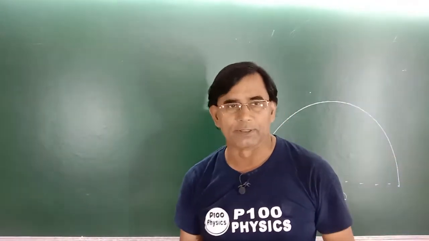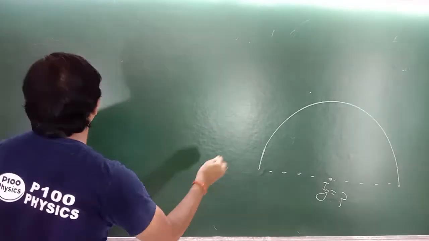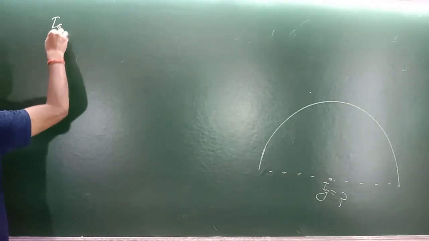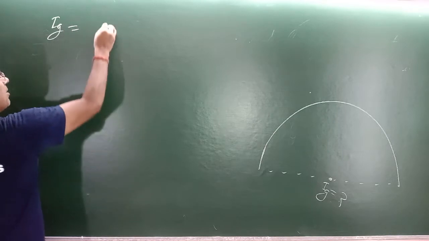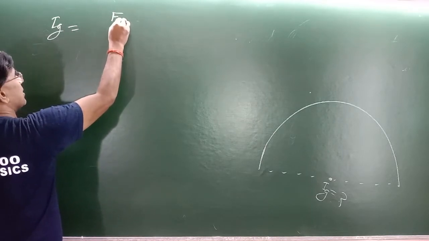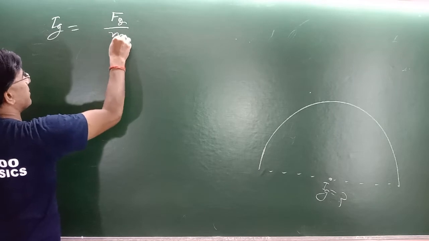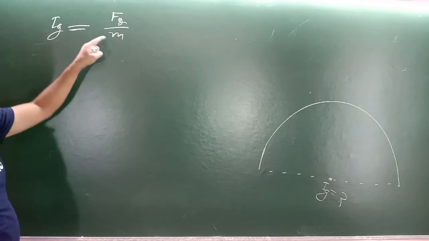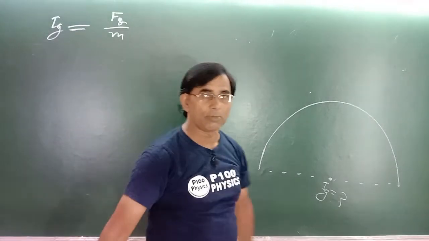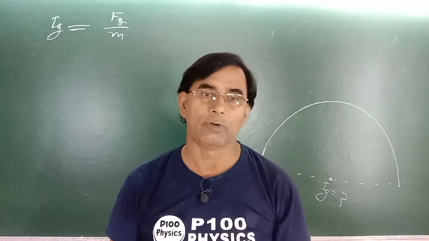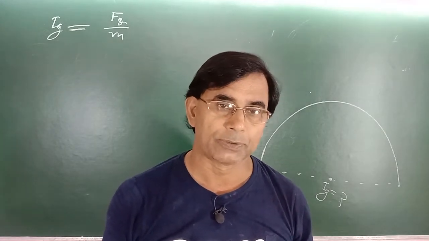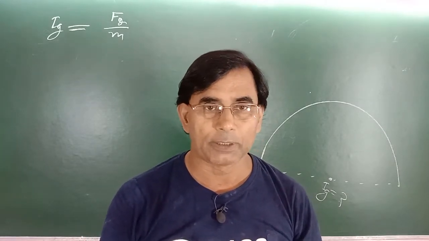To solve this question, first of all, what is the intensity of the gravitation? Ig will be how much? Ig equal to Fg upon m. You know that numerically Ig equal to Fg by m. What is the numerical value of the intensity of gravitation? Force per unit mass. Determine the total force.